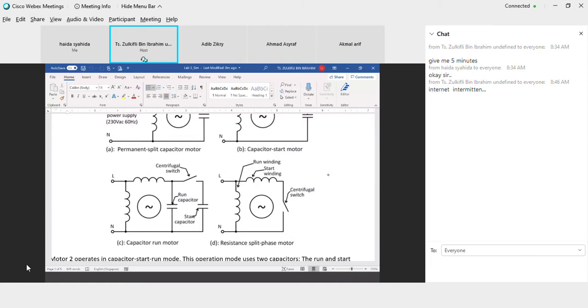The centrifugal switch has a design with a load, or a weight. When it turns, that weight has inertia, and then it will open the switch because of the centrifugal force. Then when the machine slows down, the centrifugal switch may close back.